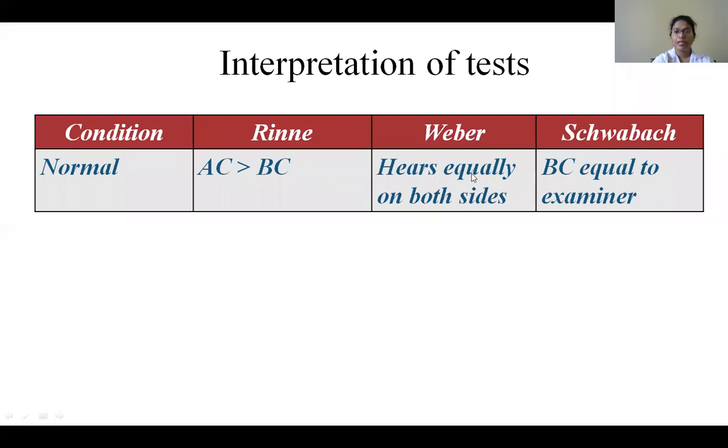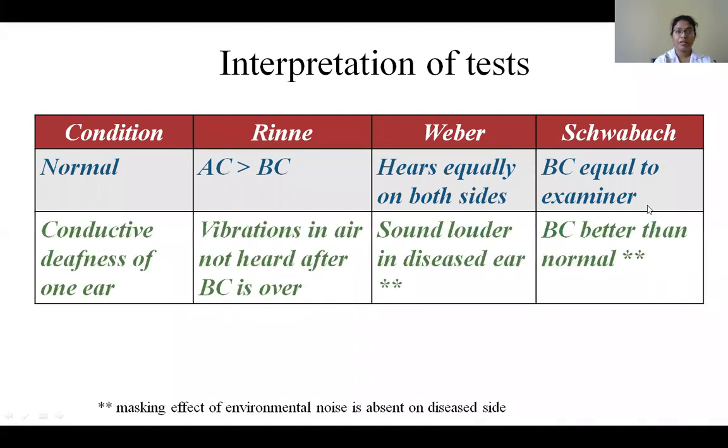In Weber's, he hears equally on both sides, whereas in the Schwabach's test, BC is equal to that of the examiner. In case of conductive hearing loss, once the bone conduction is over, he will no longer hear vibrations through AC. Whereas in Weber's, the sound is lateralized towards the affected ear or the diseased ear. And the reason is the absence of masking effect.